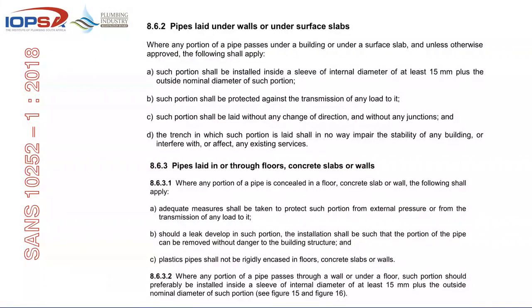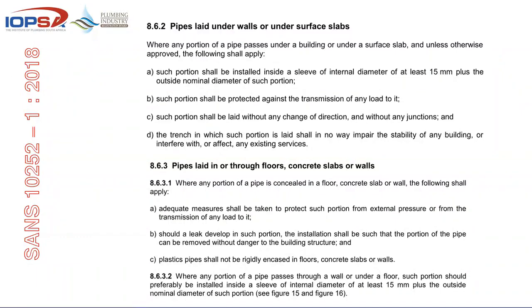So if we look at 10.252 part 1, pipes laid under walls and floors and surface slabs, which then ties in with the floors, where any portion of a pipe passes under a building or under a surface slab, unless otherwise approved, the following shall apply. It shall be installed inside a sleeve of a diameter at least 15 mm plus the outside of the pipe. The portion shall be protected against transmission of load.